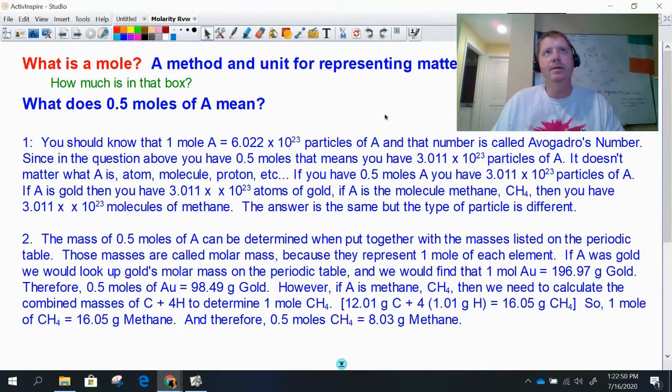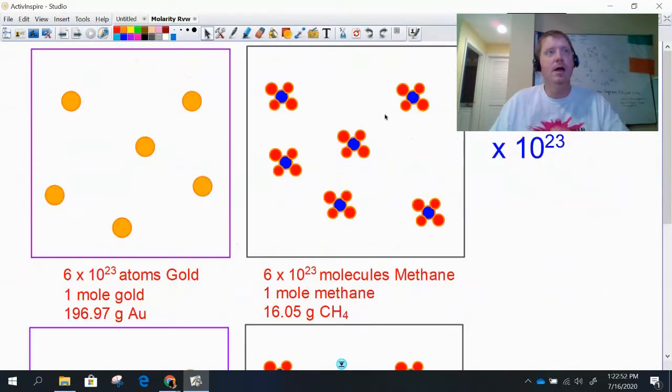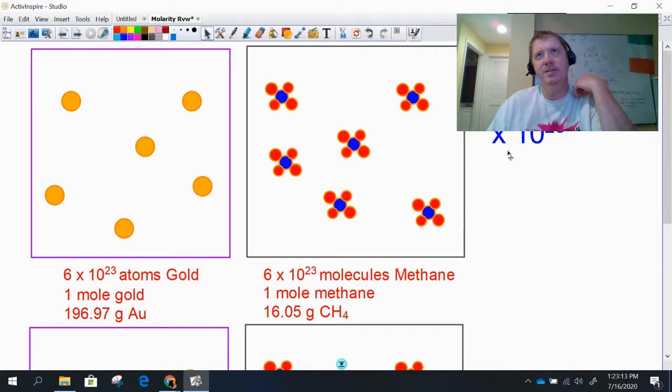Now, what about their look and how they're spread out? Well, I created two particulate diagrams for these two examples. Here we have a mole of gold, 6 times 10 to the 23rd. I obviously can't make 10 to the 23rd little circles. So what I have here is 6 gold atoms, and then on the side I wrote times 10 to the 23rd because it would be a ridiculous quantity.